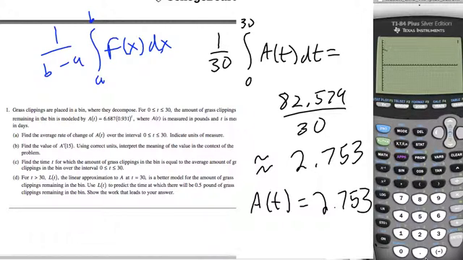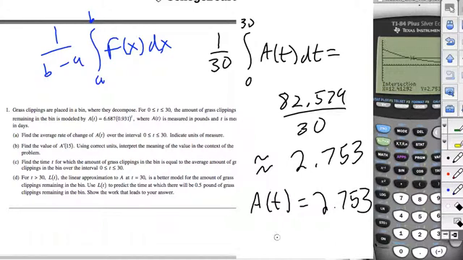So we're going to go to the intersect feature. I deleted -1 from the left edge of the window. So we have our intersection. Looks like it's going to be somewhere around 10 days. Let's go first curve, second curve, and then our guess. Somewhere right around there. Turns out I think it's going to be 12.413. So now we got our answer there.